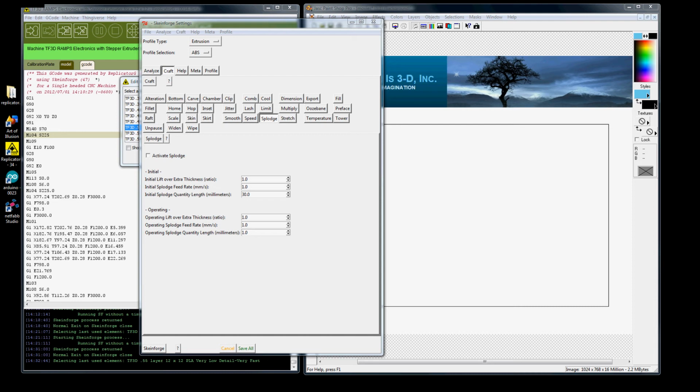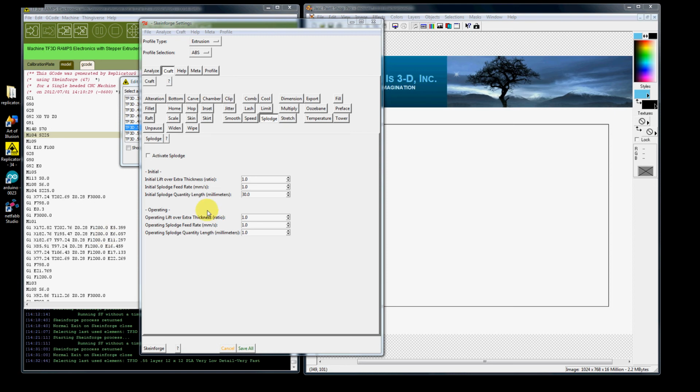Basically, Splodge turns the extruder on just before the start of a thread. This is to give the extrusion a bit of anchoring at the beginning. Now, I've never used Splodge. I've never enabled it. By default, it is unchecked.